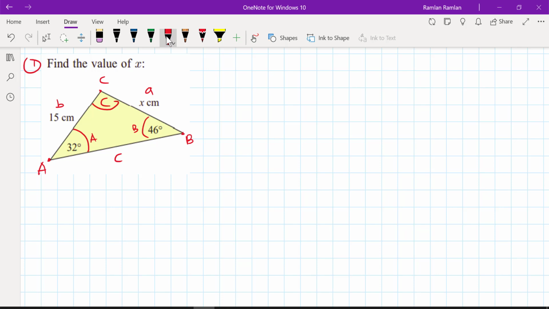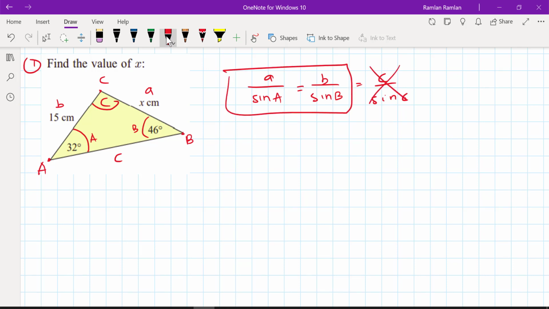Okay, so if we go back again to the formula, the sine rule, we have a over sine A equals b over sine B equals c over sine C. So in order to answer this question, we only need to use this one, right? We don't need this one because we don't know this angle over here. We also don't need to find this side over here, so let's just erase those.